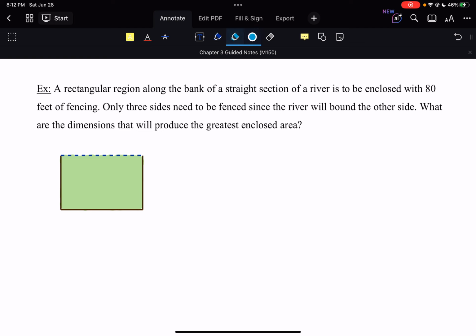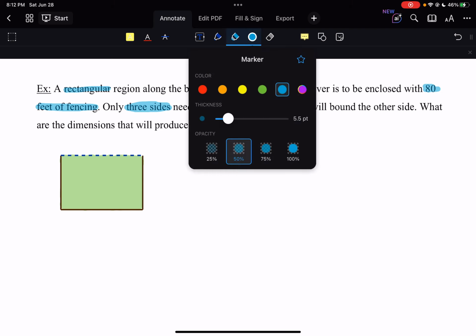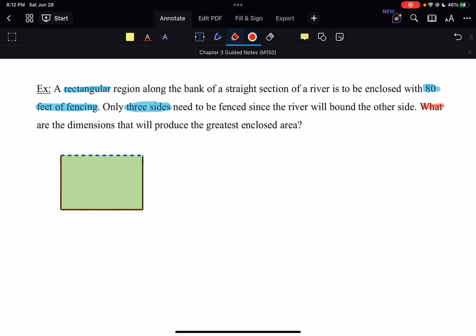Okay, so let's look at what we know. We know we have a rectangular region and it is enclosed with 80 feet of fencing on 3 sides. Okay, and then what is it asking for? It's asking what are the dimensions? So it's asking us to find the dimensions of this rectangle that produce the greatest enclosed area.